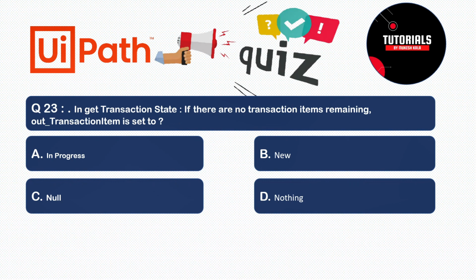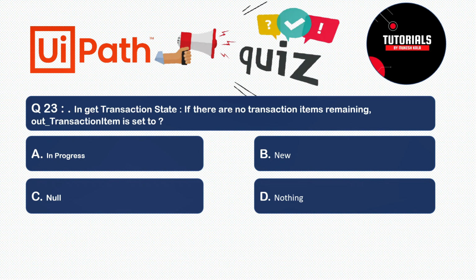Now, question number 23. I am in the REFramework, in the Get Transaction State. If there are no transaction items remaining, what happens to this variable, which is out transaction item? How does REFramework know that there are no more transactions? Is it by setting it to in progress, by setting it to new, by setting it to null, or by setting it to nothing?